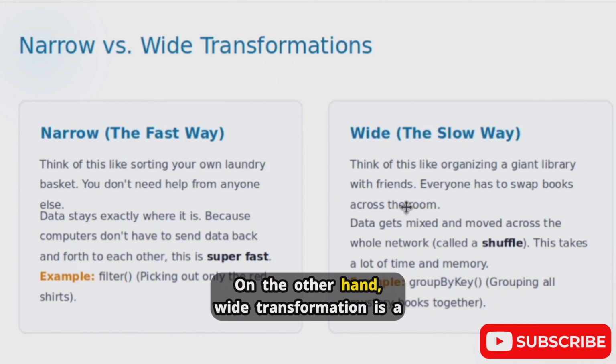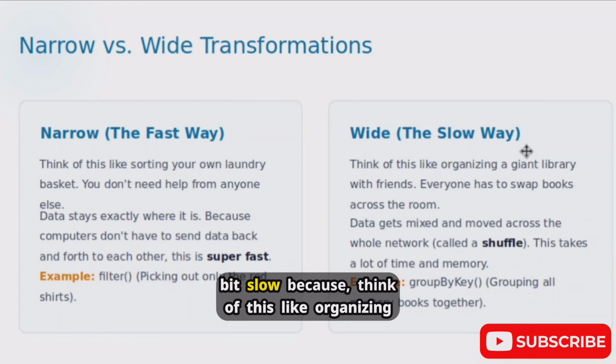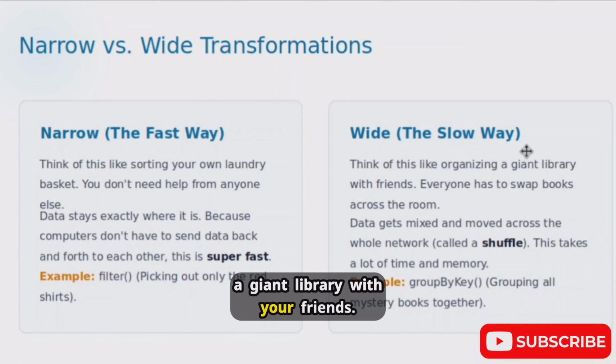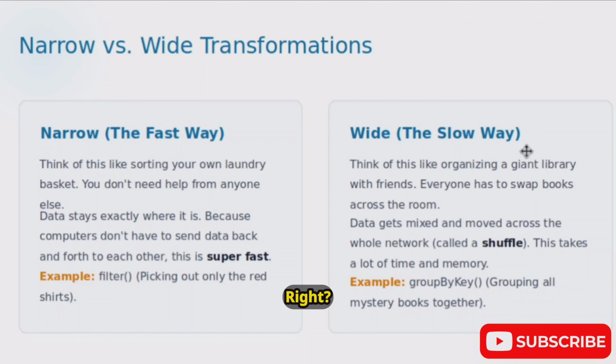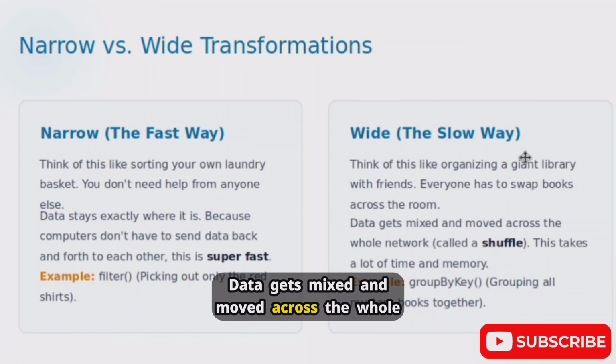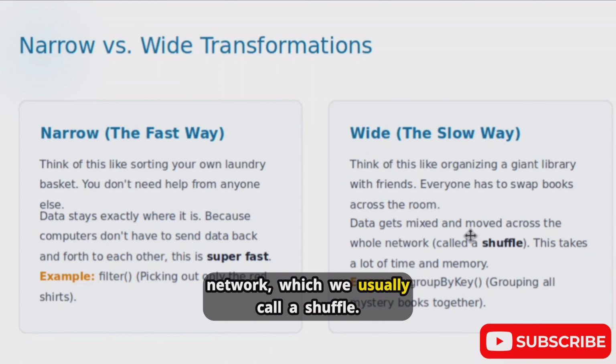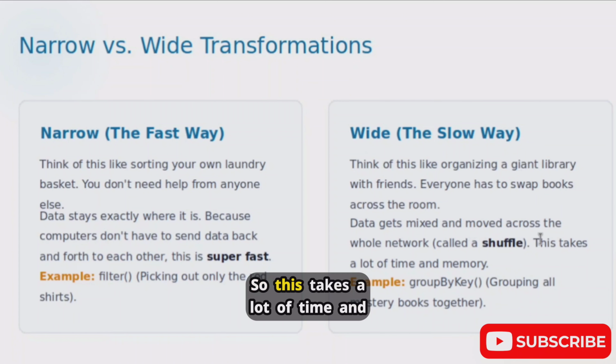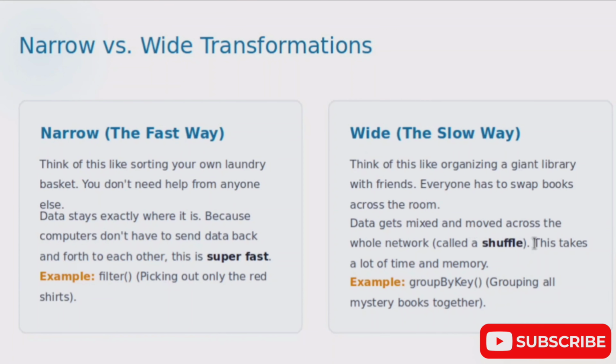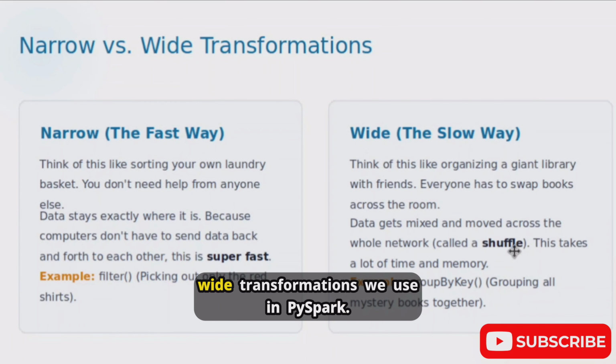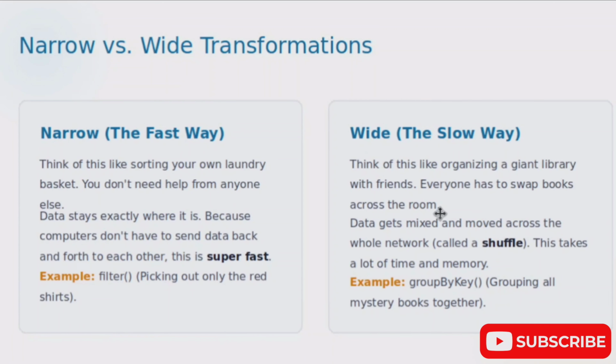On the other hand, wide transformation is a bit slow because think of this like organizing a giant library with your friends. Here each one of your friends has to swap books across the room, right? Data gets mixed and moved across the whole network, which we usually call a shuffle. So this takes a lot of time and memory. And group by key is one of the wide transformations we use in PySpark.